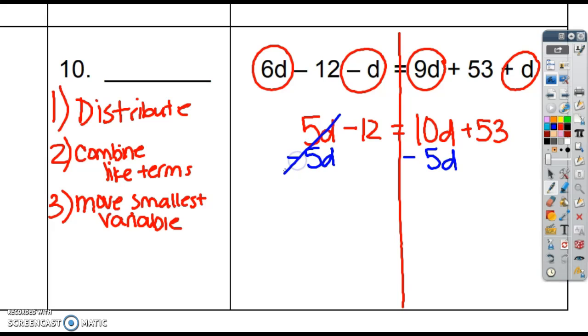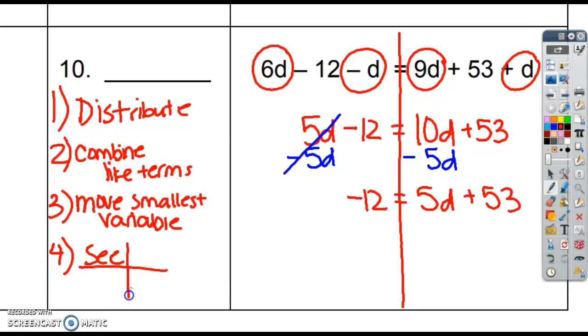On this side it cancels. I can bring down my negative 12. My equal sign follows the line. You have 10d and you take away 5. You're left with 5d. Bring down your plus 53. Okay, so you finally have your variable on one side. So now you can move everything to the other side. So whatever you see happening, you're going to do the opposite in order to move it.